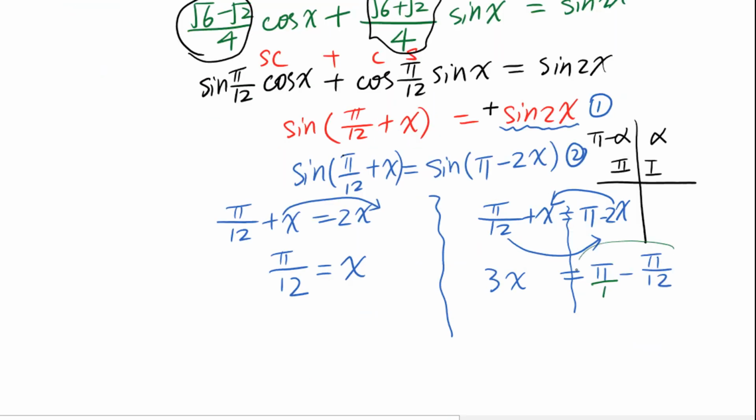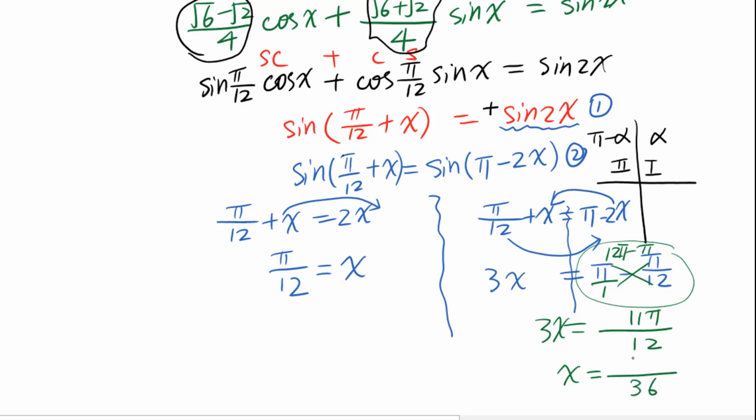We want to put this together. You will get denominator is 12, cross multiply. 12 pi minus pi, you will get 11 pi. 3x equals 11 pi over 12. Then we divide it by 3. Your denominator multiplied by 3, 36. 11 pi over 36 will be the other solution.